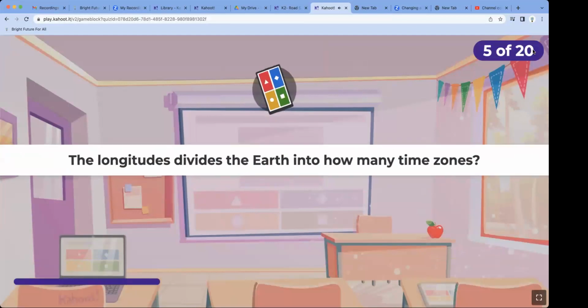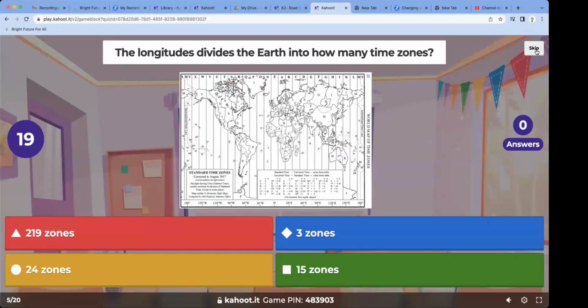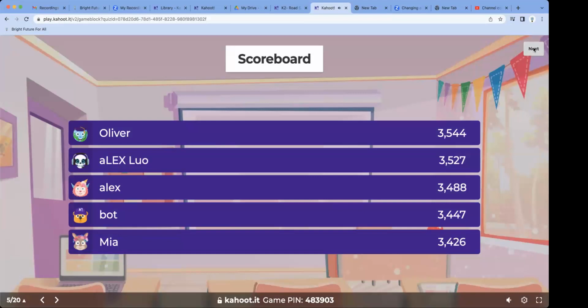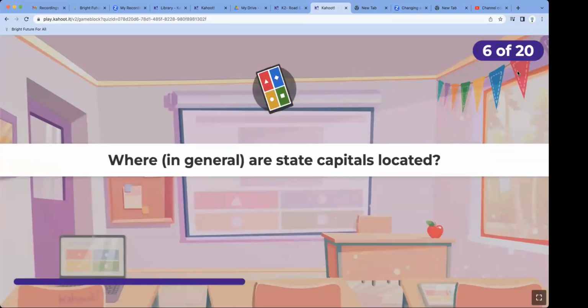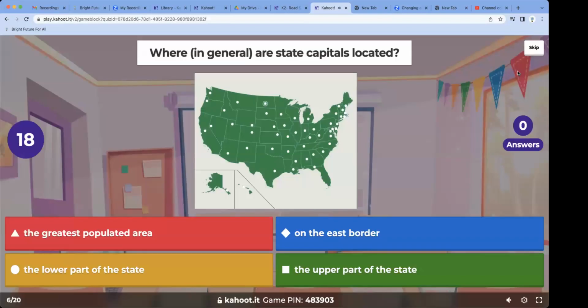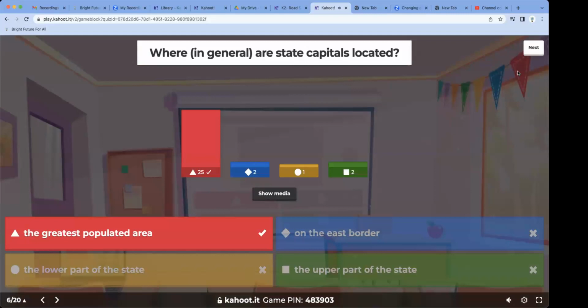Is there a way we could skip this one? I don't know how it works. Yeah, we can skip it. This one also is pretty self-explanatory, so you can just give it a go. Yeah, state capitals are not always located in the greatest populated area.